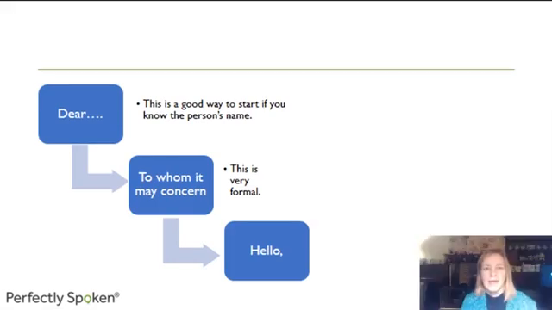Right. Now here you can see we've got 3 ways to start. We've got dear, but you can only use this if you know the name of the person. You've got to whom it may concern, but this is very, very formal. And then you've got simply hello. Now, hello is good if you know the person or if you don't know the person. So I think in emails, hello is acceptable. In letters, no. In emails, yes. Okay, because emails tend to be slightly less formal than letters.